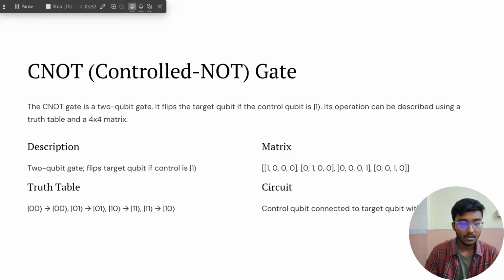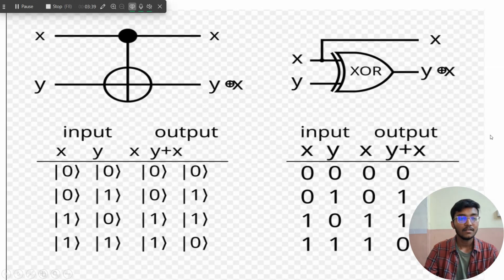It flips the target qubit if the control is ket 1, and we can see over here that we have the input and output. You can see ket 0, ket 0. When the inputs are both 0, the output is also 0. The same goes with 0 and 1. But in the third case, ket 1 and ket 0, we can see that both the outputs are ket 1. And in the last case, one output is ket 1 and the second is ket 0. So that denotes the CNOT gate.